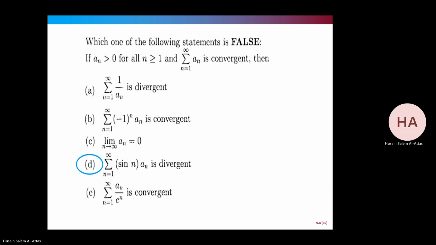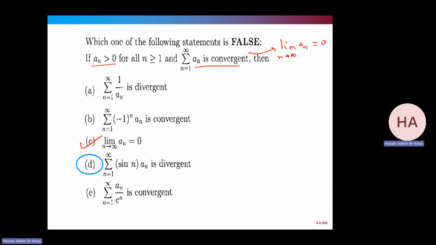Okay. What we have here? He said, which one of the following statements is false? If an is positive and the series converges, series converges means right away the limit of an is equal to 0. So this is correct. I'm looking for the wrong one, so I'll prove everything is correct except one.